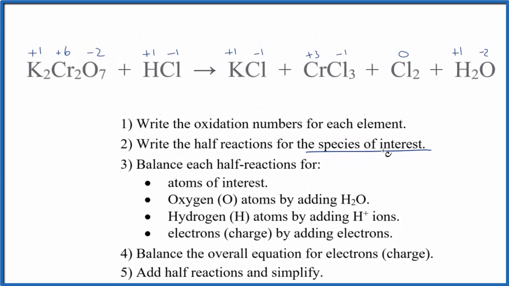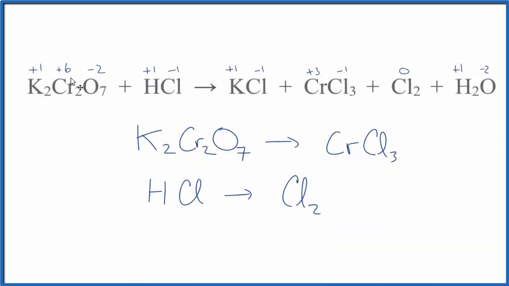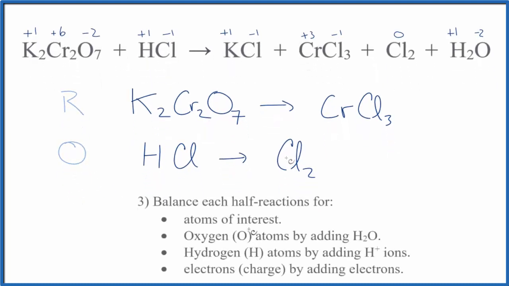That'll look like this. We can see the chromium, each chromium atom goes from +6 to +3. So this is a smaller number here. This has been reduced, so this is our reduction. And then we have the chlorine going from -1 to 0, so this is being oxidized. This is our oxidation reaction.